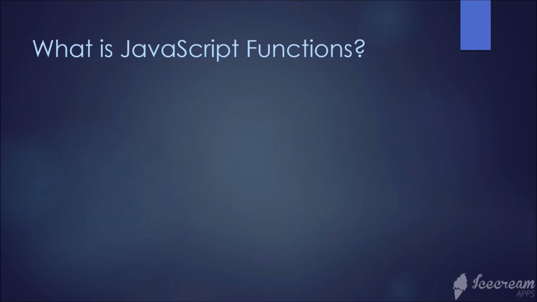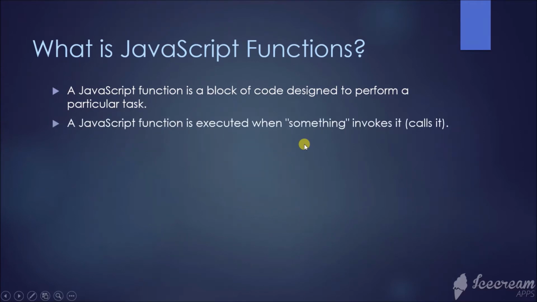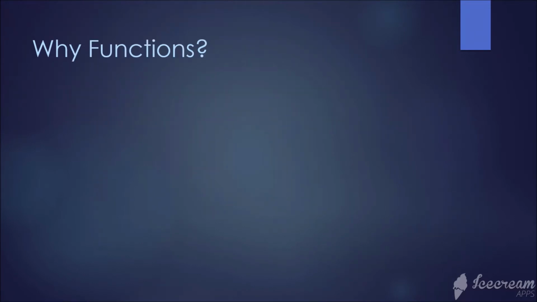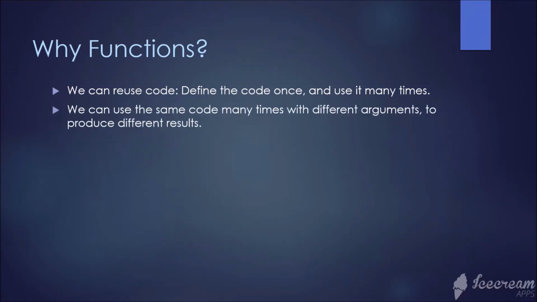Okay, so what are JavaScript functions? A JavaScript function is a block of code designed to perform a particular task. A JavaScript function is executed when something invokes it or calls it. So why functions? We can reuse code: define the code once, and use it many times. We can use the same code many times with different arguments to produce different results.